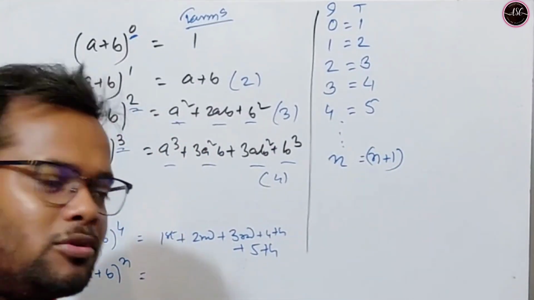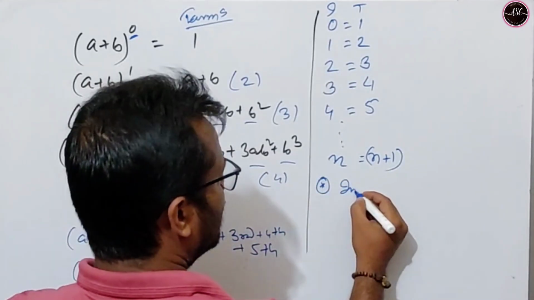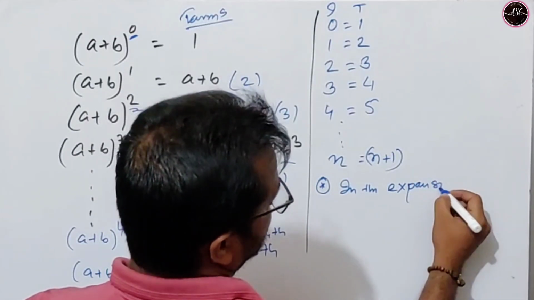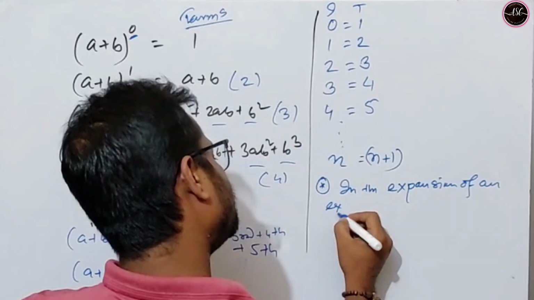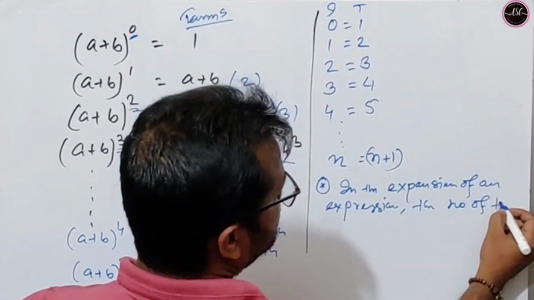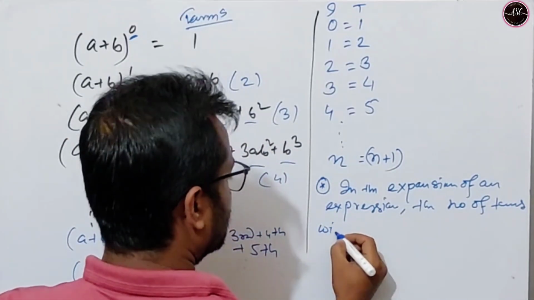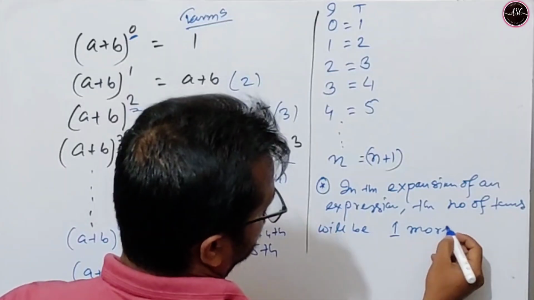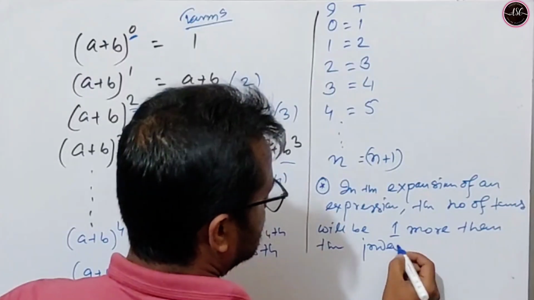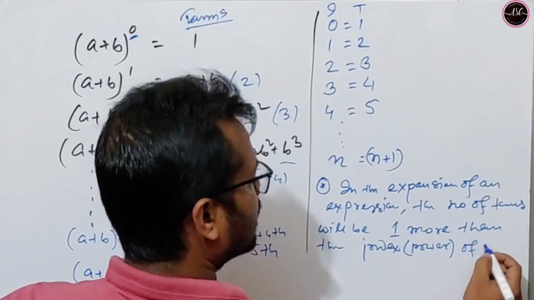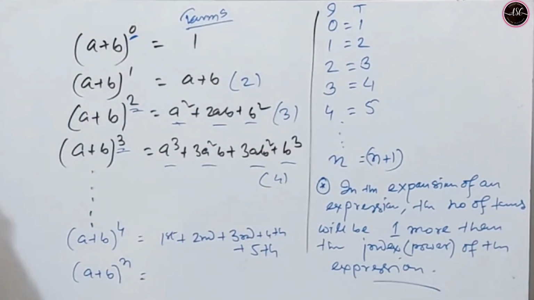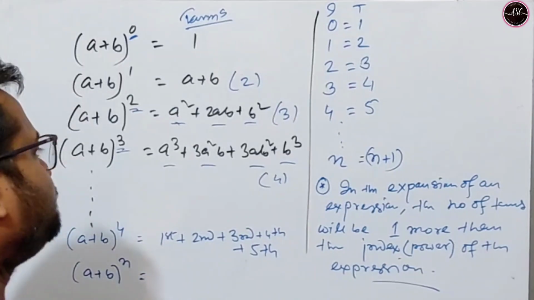So what observation have we found? We have found that in the expansion of an expression, the number of terms will be 1 more than the index, that means the power of the expression. Okay. So one observation we have found.